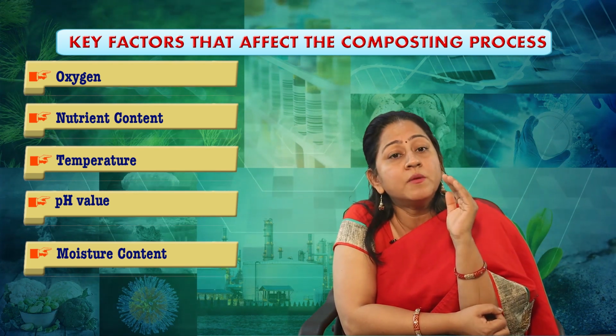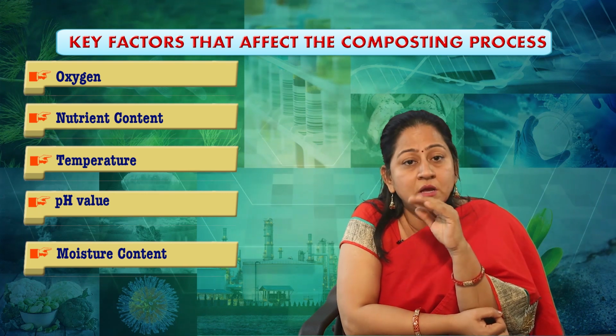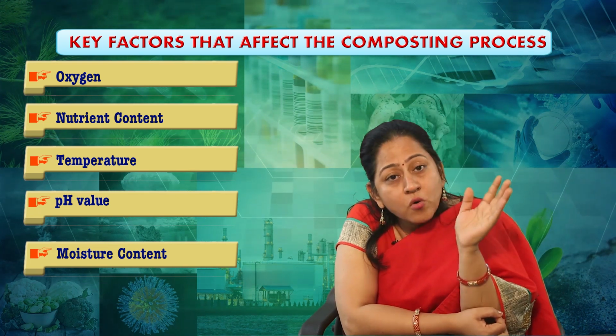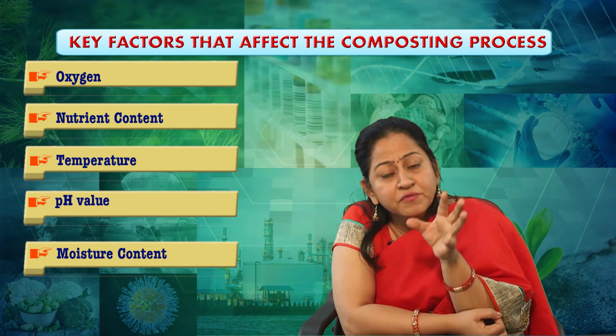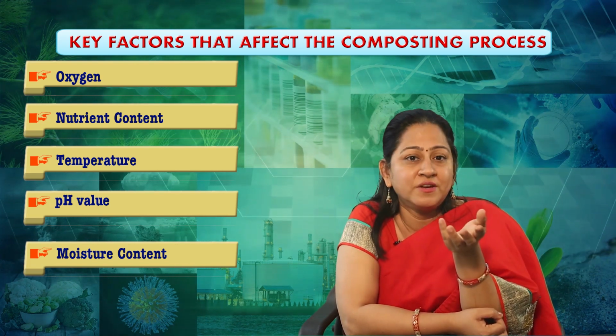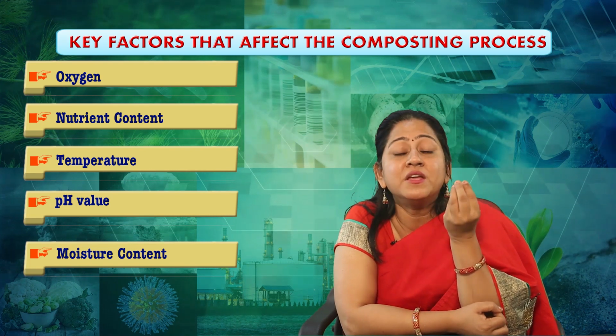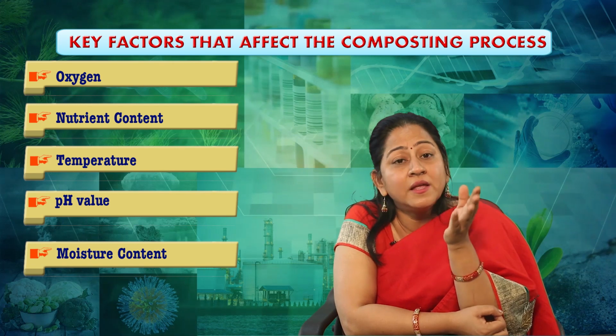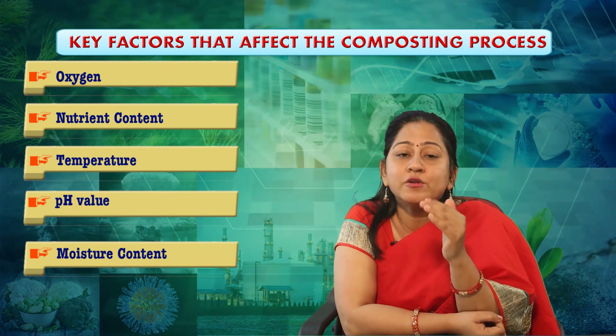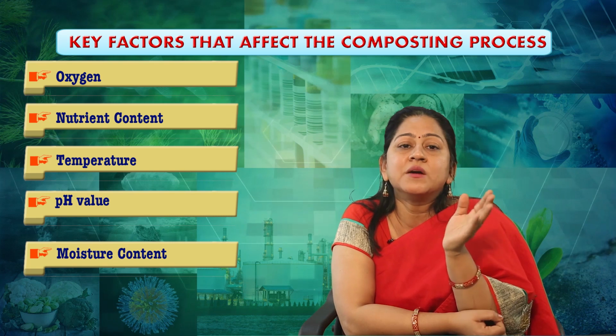But what happens when the moisture content is very less? If it is too dry, then the whole composting process may take longer than usual. If there is too much moisture, if it is very soggy, highly watery, then the aeration is less. So, that also negatively affects the composting process.